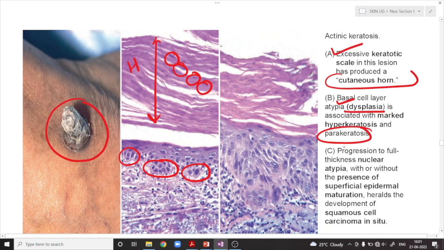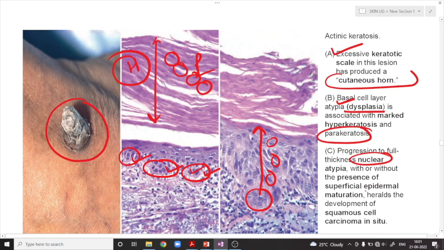So the lesion is basically starting as a basal cell layer atypia or dysplasia involving the lower layer, that is the basal layer of the epidermis. Along with that, there is hyperkeratosis and parakeratosis, as we can appreciate in this diagram. Now, this dysplasia starts at the basal layer, and as we can see in this diagram, it is extending into the full thickness. So the nuclear atypia that we see only in the basal layer over here is now extending into the upper layers as well. So there is a full thickness atypia over here.